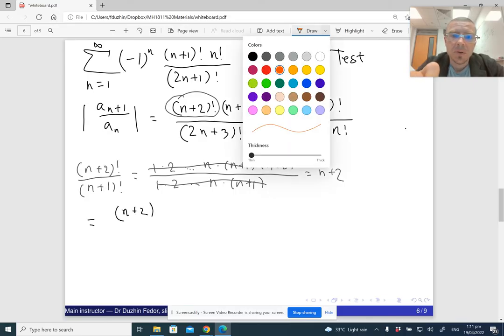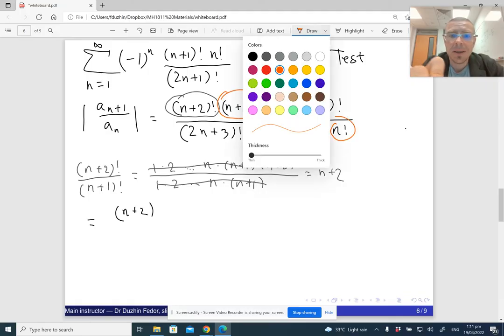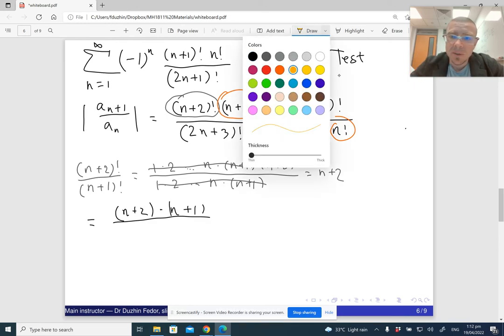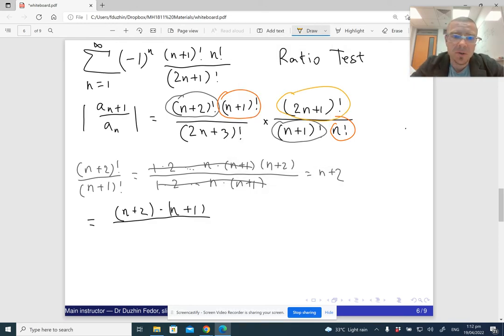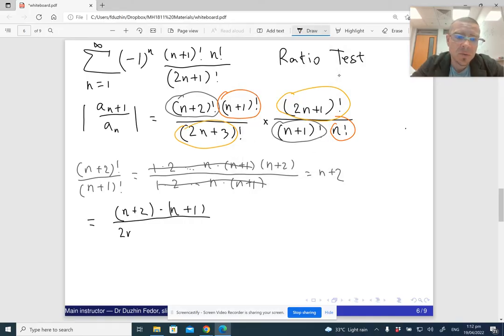Now, by the same logic, n plus 1 factorial divided by n factorial is going to be n plus 1. And by exactly the same logic, 2n plus 1 factorial divided by 2n plus 3 factorial is going to be 1 divided by (2n plus 3)(2n plus 2).